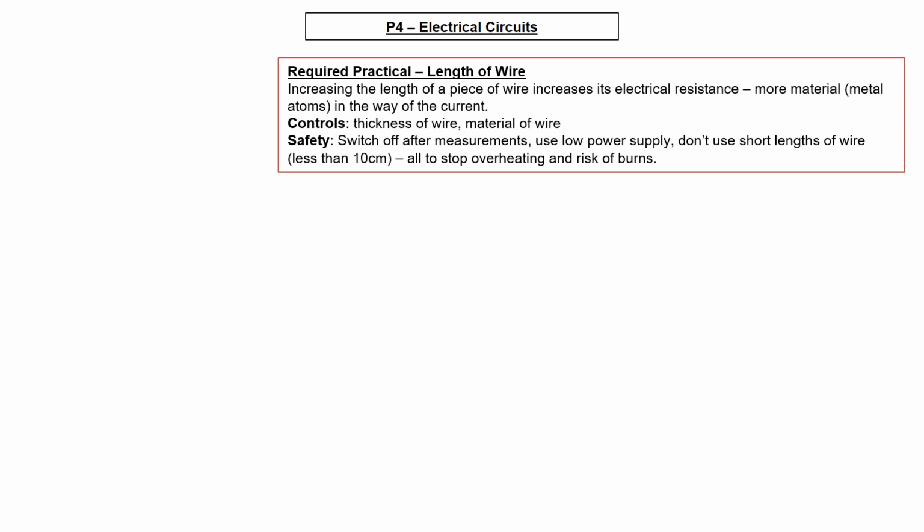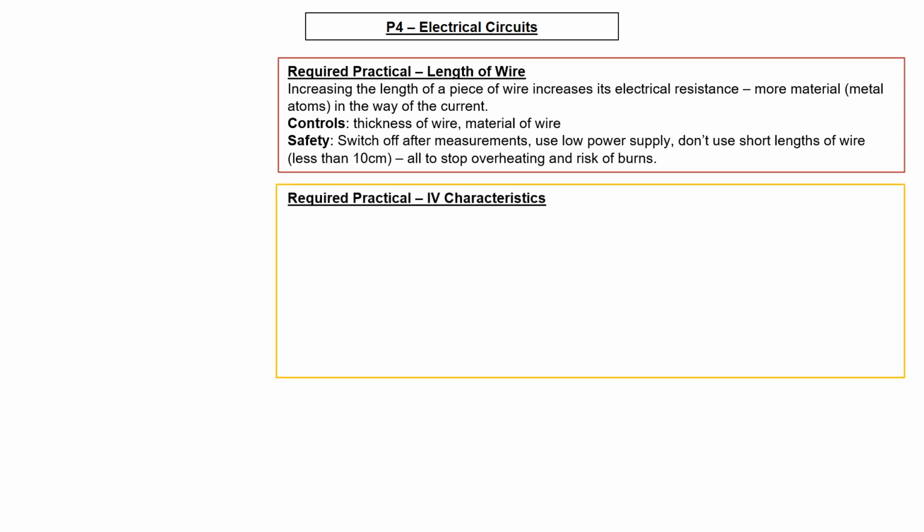Safety is a big thing here. It's one of the questions they asked in last year's paper. Switch off after measurements. Why? So it doesn't overheat. Use a low power supply so it doesn't overheat. Don't use short lengths of wire, less than 10 centimeters, again to stop it overheating. The problem with overheating is that you can have small fires and also get burnt. Not pleasant, as some of year 11 already know.